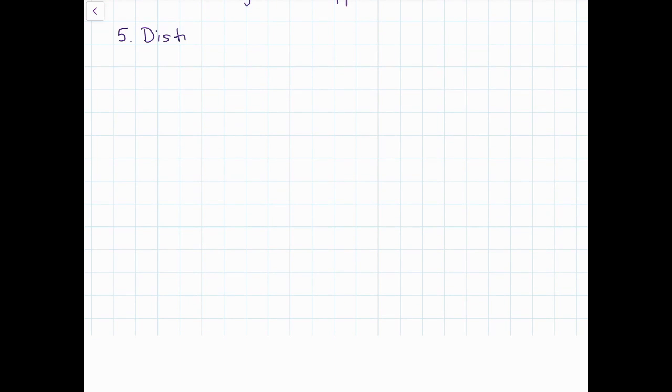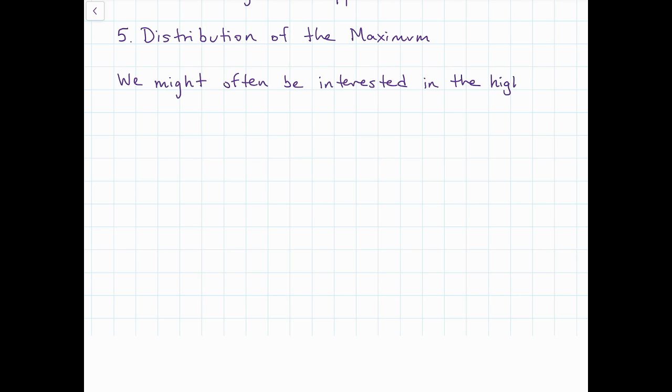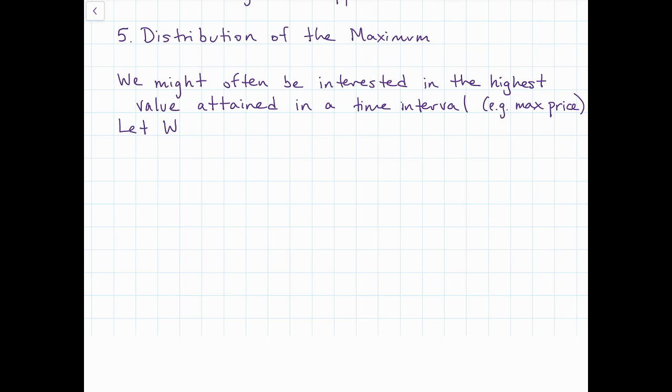All right, the last property is the distribution of the maximum. Often we might be interested in the highest value or the highest point of this process within a particular time interval. A common application of that would be the maximum price of a stock within a certain time period. So we can let W of t equal the maximum of Z of r, where r is between 0 and t, which is just the maximum in the interval from 0 to t attained by this standard Brownian motion process.